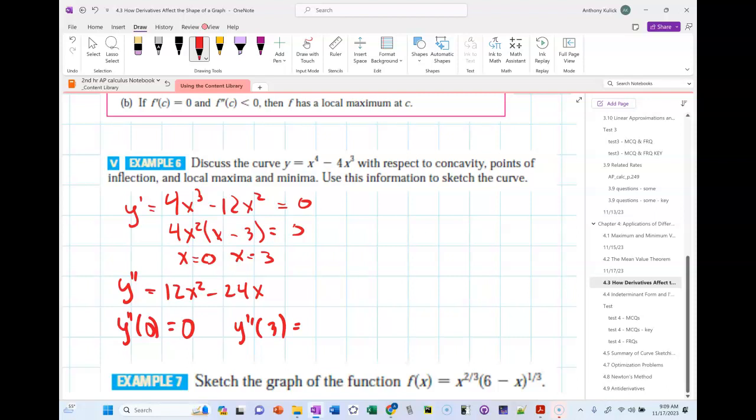9 times 12 is 108. And then 3 times 20 for 72, so that's positive. So at 0, that's nothing, right? Since the second derivative is neither positive nor negative. So that tells us that that critical value is not a maximum or minimum. So it should look like something like that. And then 3 is a minimum.